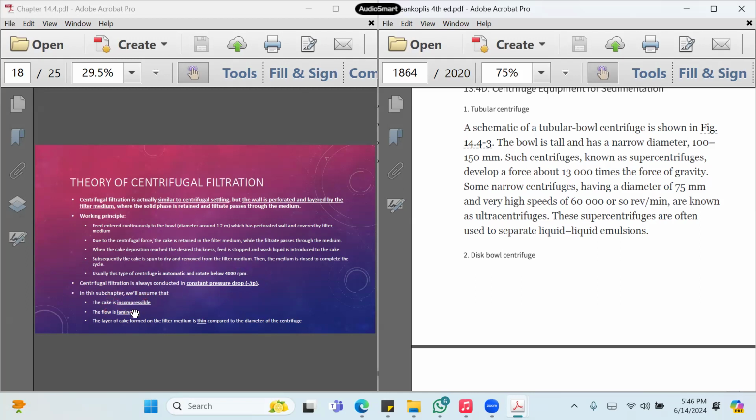In this subchapter, we will assume that the cake is incompressible, the flow is laminar, and the layer of cake formed on the filter medium is very thin compared to the diameter of the centrifuge, so it will not change the area of the separation too much. However, later we also have special cases when it does change the area significantly.